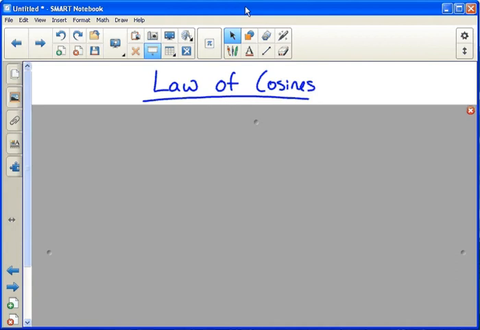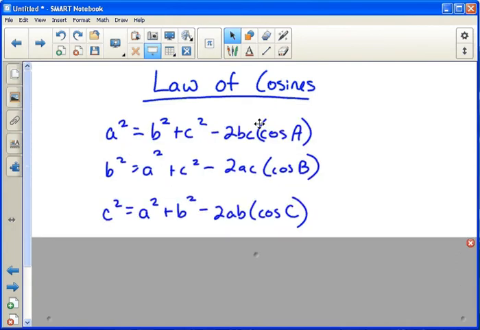So one thing to note is if you can use law of sines, use it. It's the best way to go. But sometimes, based on the information they give you to solve a triangle, it's impossible to use the law of sines, and so we use the law of cosines. Now, there's three different versions of the law of cosines. If you look closely, they're all really the same thing.